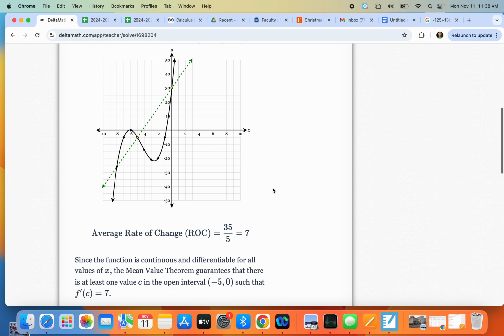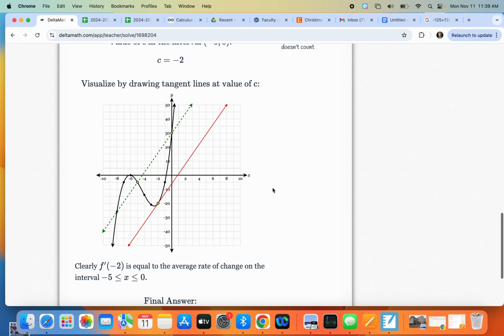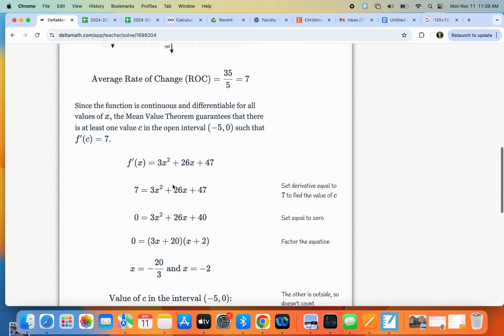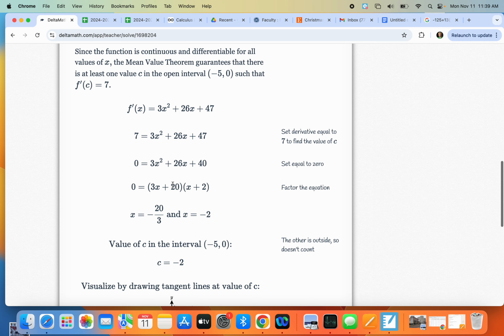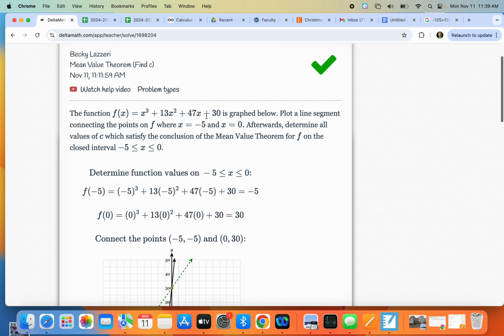Oh, and it gives you a nice picture of what's happening, where at -2, that's the moment in time they are parallel. So remember, parallel, set your derivative equal to the slope between the endpoints, as long as it's continuous and differentiable. So when it says, let's see, it might ask you if it satisfies the conditions of the mean value theorem. So make sure it's continuous and differentiable before you start.